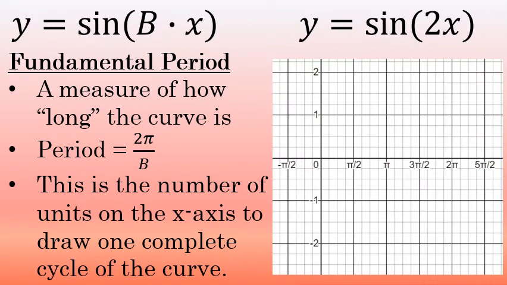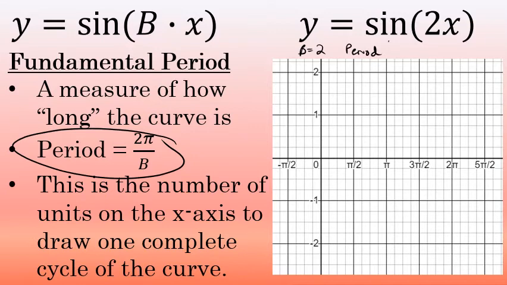So in our equation, y equals the sine of 2x, the value of b is 2. But this is not the fundamental period. The fundamental period comes from the equation period equals 2 pi over b. So the fundamental period, in this case, would be 2 pi over 2. Now, I can cross those 2's out. 2 divided by 2 is 1, and I can say that the fundamental period is pi radians.